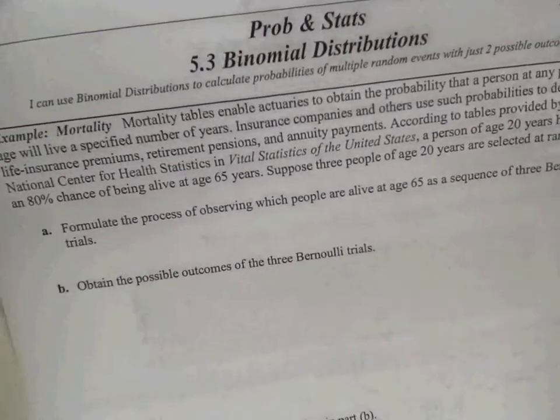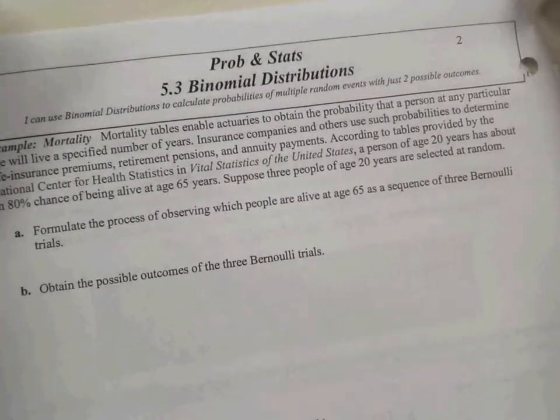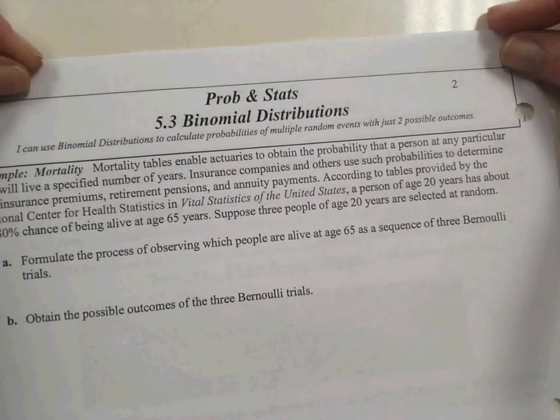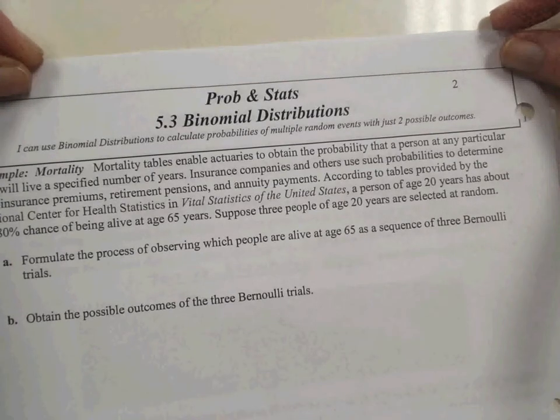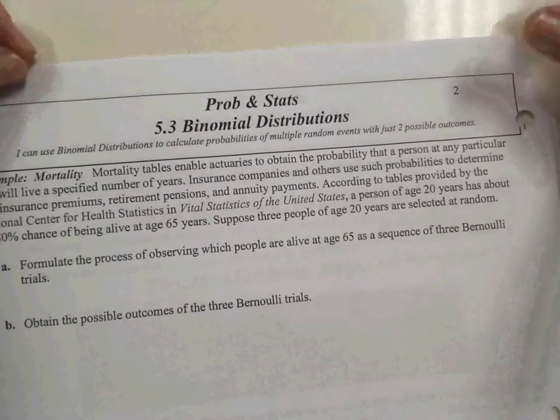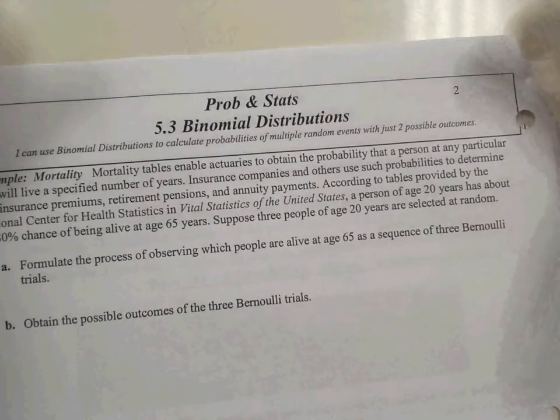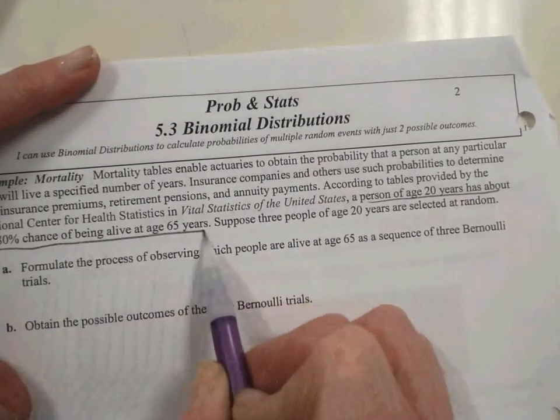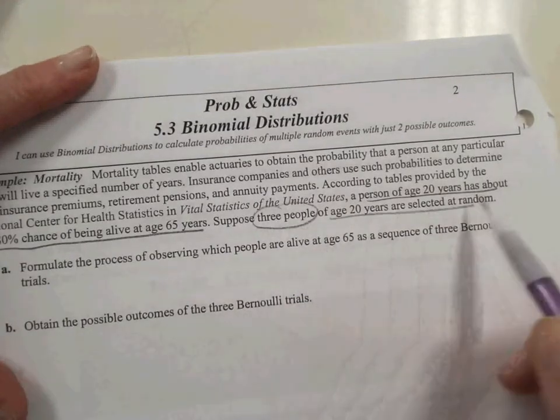Any volunteers to read about mortality? Thanks, Kenzie. Mortality tables enable actuaries to obtain the probability that a person at any particular age will live a specific number of years. Insurance companies and others use such probabilities to determine life insurance premiums, retirement pensions, and annuity payments. According to tables provided by the National Center for Health Statistics and Vital Statistics of the United States, a person of age 20 years has about an 80% chance of being alive at age 65. Suppose 3 people of age 20 years are selected at random.